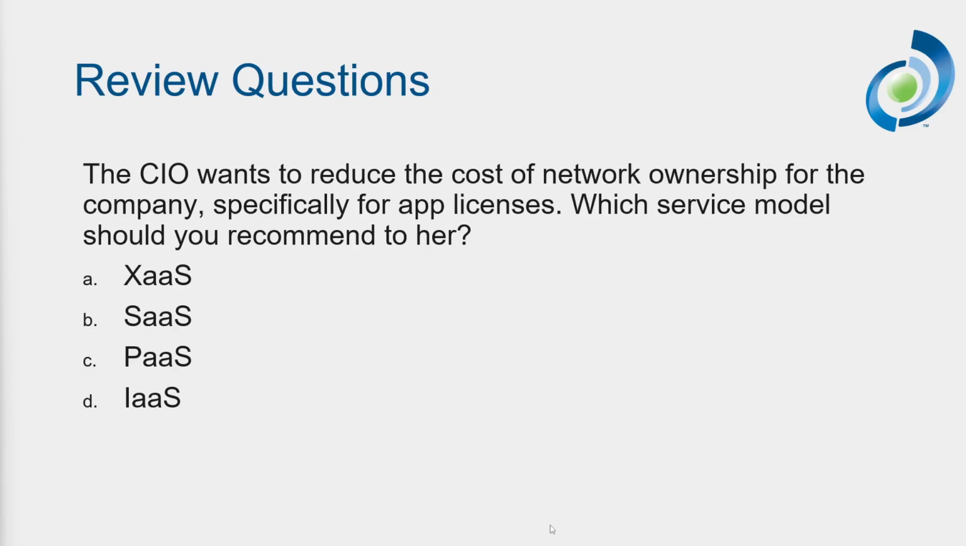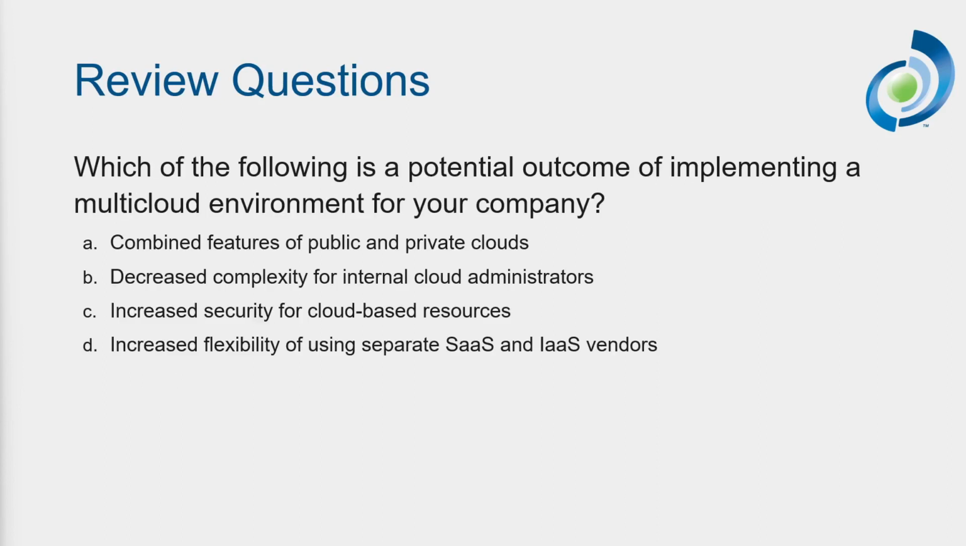So the CIO wants to reduce the cost of network ownership for the company, specifically for app licenses. Which service model would you recommend? Well, in this case, it's going to be SaaS, software as a service. Which of the following is a potential outcome of implementing a multi-cloud environment for your company? In this case, it's going to be D, increased flexibility of using separate SaaS and IaaS vendors.